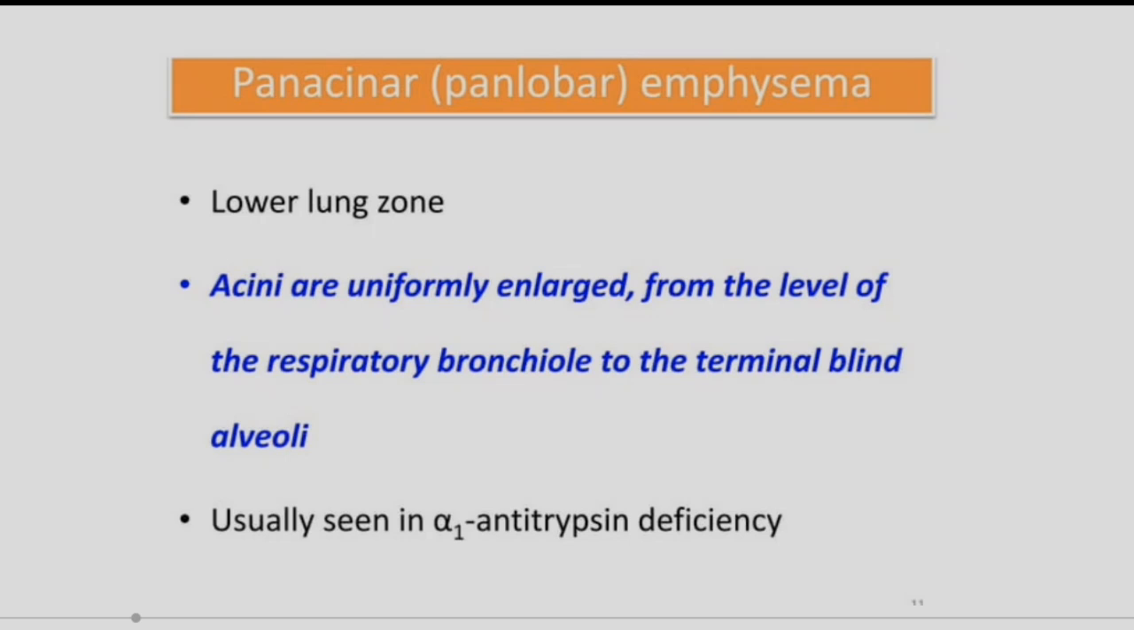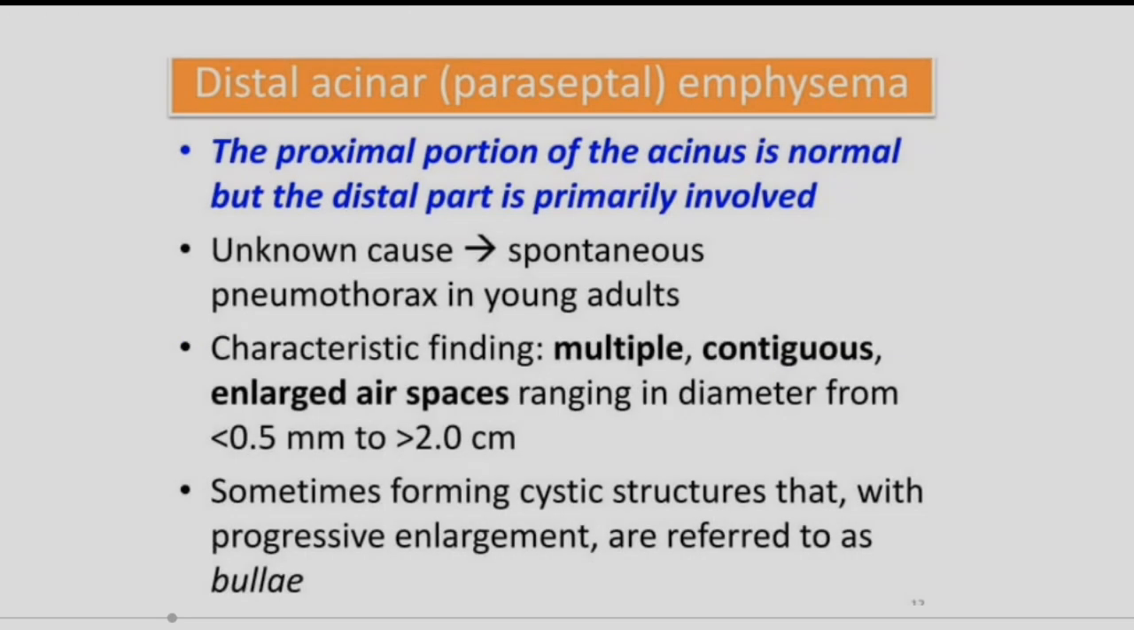So here is panacinar. Panacinar, panlobar emphysema, usually occurs in the lower lobe of the lungs, or lower zone of the lung. So acini are uniformly enlarged. Here we have the acinar cells themselves uniformly enlarged, enlarged from the respiratory bronchiole to the terminal alveoli, and it is usually seen in alpha-1 antitrypsin deficiency, which is a genetic factor. Due to genes, you are going to have alpha-1 antitrypsin deficiency.